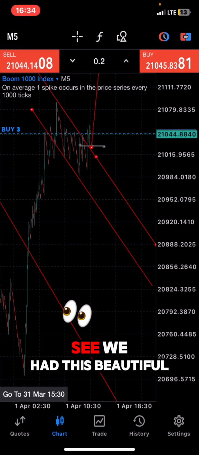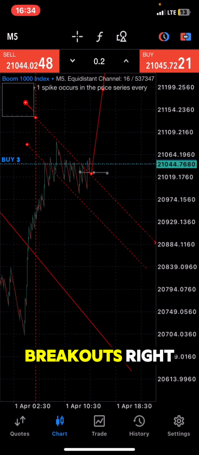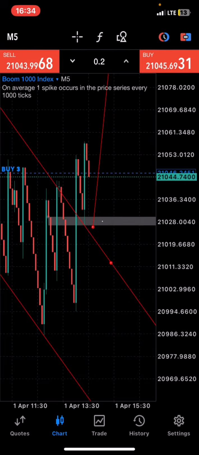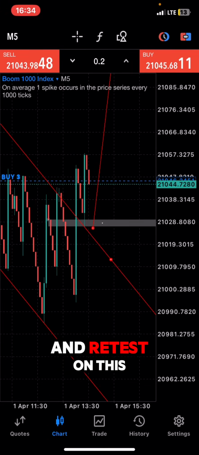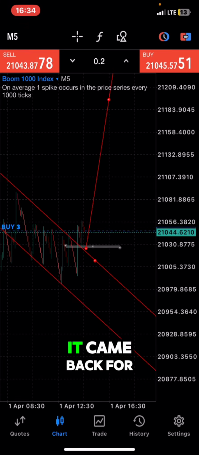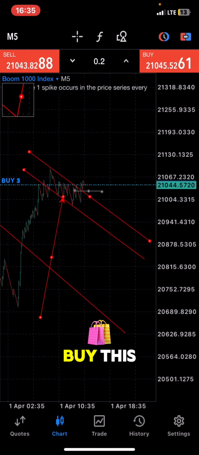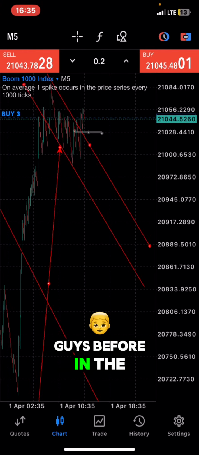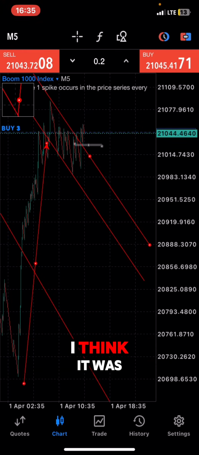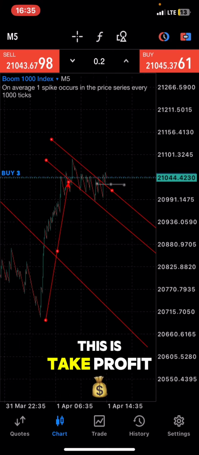As you guys can see, we had this beautiful breakout, right? The channel was over here. We had a nice breakout and a retest on this gray area. You see this gray area right over here? That's where I'm marking out the retest. It came back for a retest. I am expecting price to buy this, like I told you guys before in the previous trade. I think it was the previous trade or the trade before, where we measure the take profit. This is take profit 2, by the way.